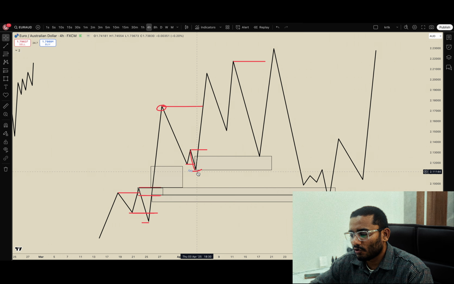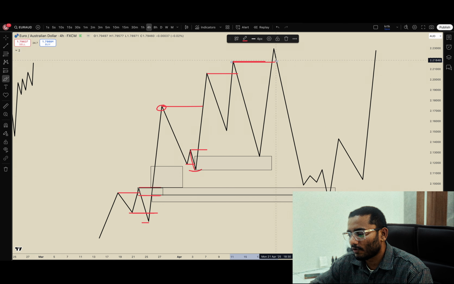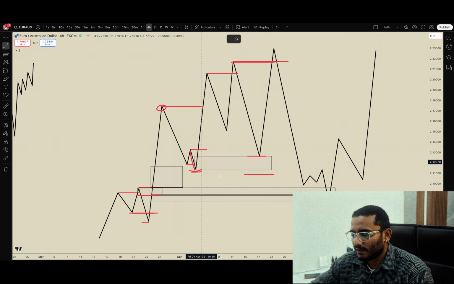And this is our strong low, price broke the structure to the upside. This is our weak high. This is our strong low. You can enter over here. Stop loss will be below this low. Next high is the target again. And we know that now this order block is mitigated.